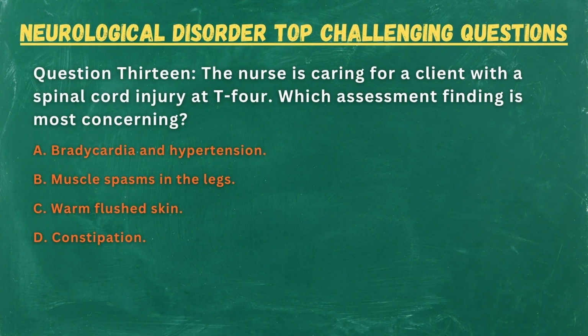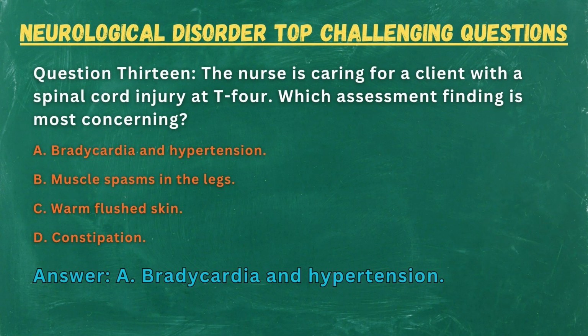Question 13. The nurse is caring for a client with a spinal cord injury at T4. Which assessment finding is most concerning? A. Bradycardia and hypertension. B. Muscle spasms in the legs. C. Warm, flushed skin. D. Constipation. Answer: A. Bradycardia and hypertension.